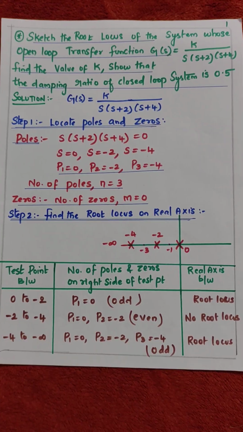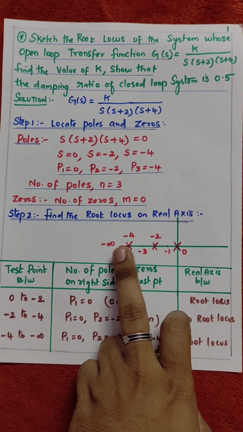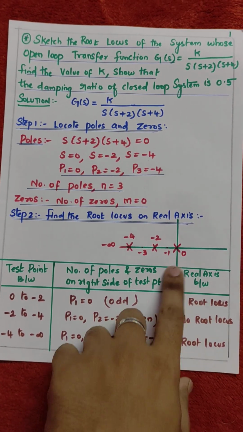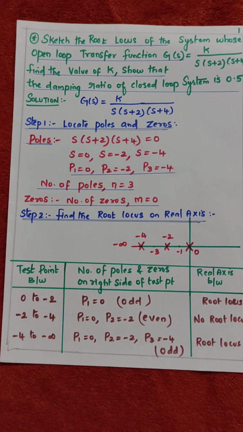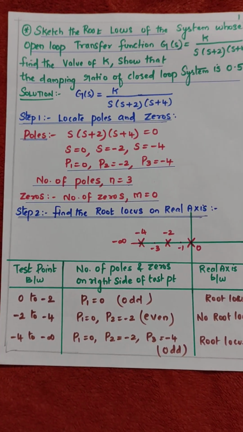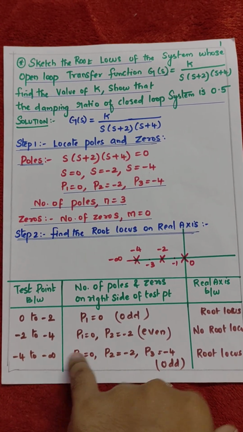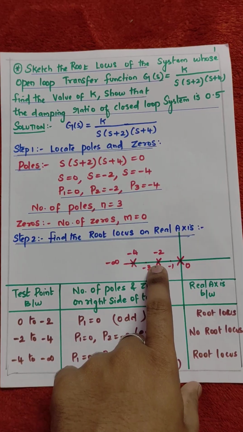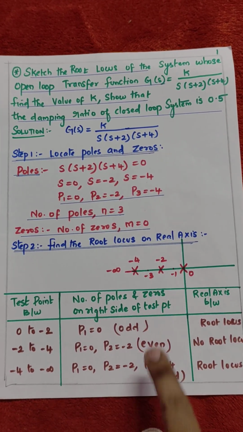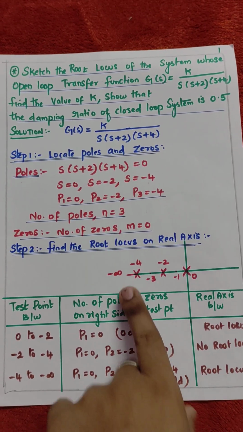Next, find the root locus on the real axis. Plot all three: 0, minus 2, minus 4. All three poles I marked as an x. Poles and zeros, this point, the number of poles on the real axis. So the regions are 0 to minus 2, minus 2 to minus 4, minus 4 to infinity. From the graph, from 0 to minus 2, we have only the pole at 0. From minus 2 to minus 4, we have two poles. From minus 4 to infinity, I have 3 poles.